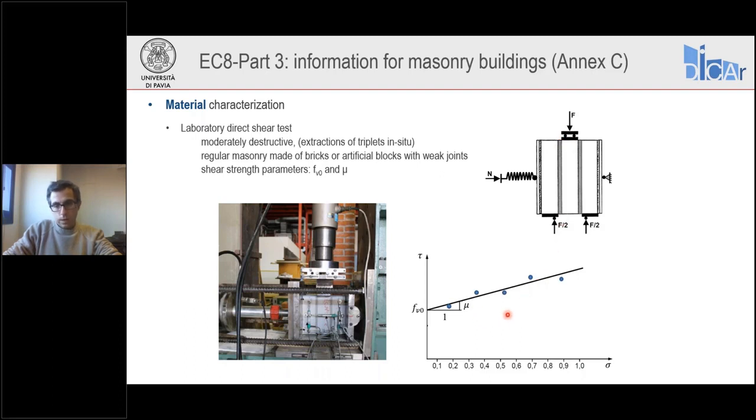Now, as for the shear test, you are able to obtain a point in the plane horizontal stress versus vertical stress, and by varying the axial force, you can get different points. Again, by regression, you can obtain information on Fv0 and the friction coefficient.